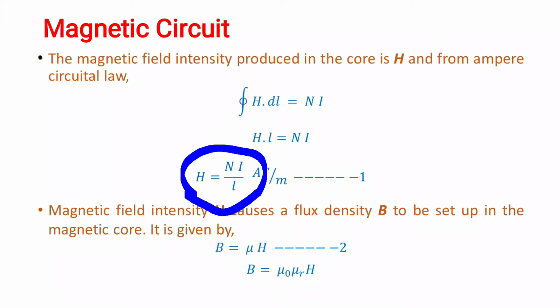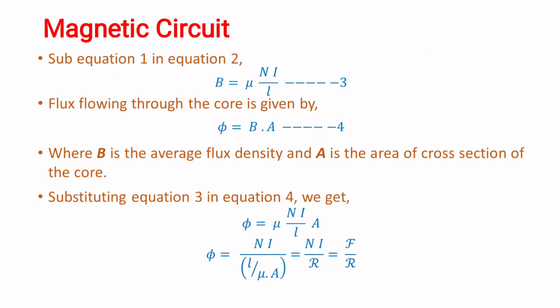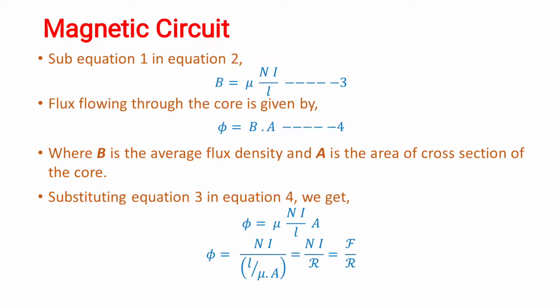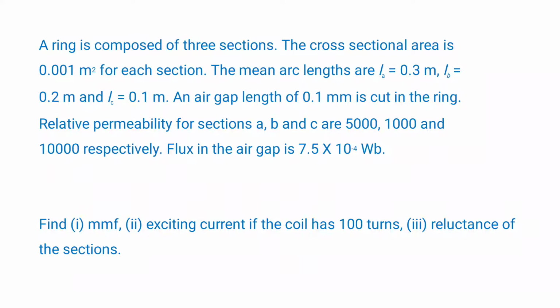And B is equal to mu into Ni by L, and flux is equal to mu into Ni by L into A. So remember these terms to substitute in your problem, so then only you will have a clear understanding. Okay, so this is your problem.